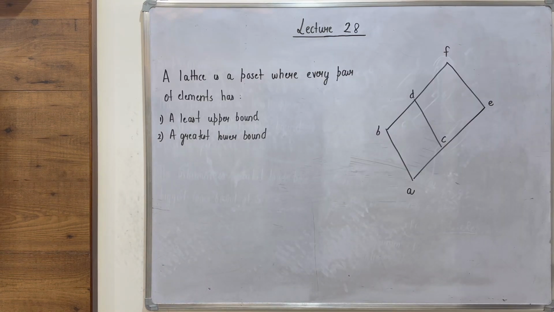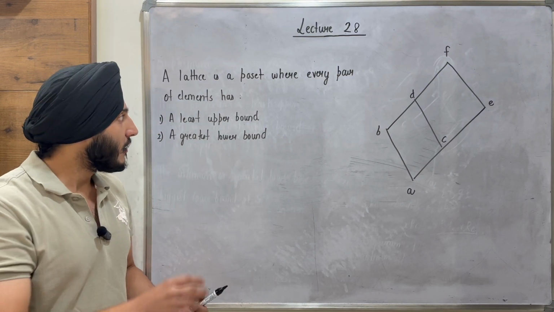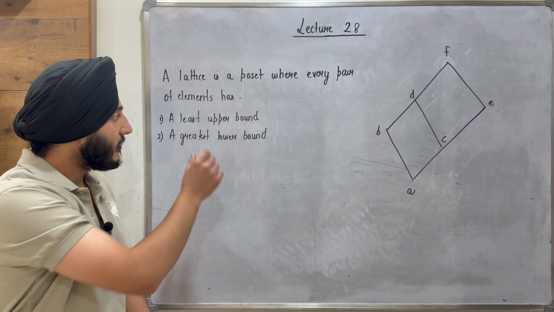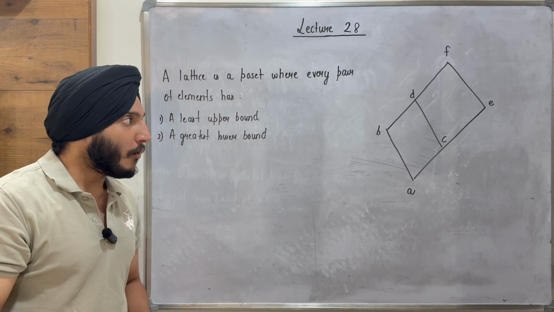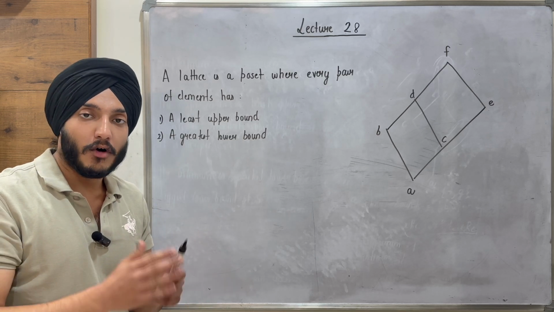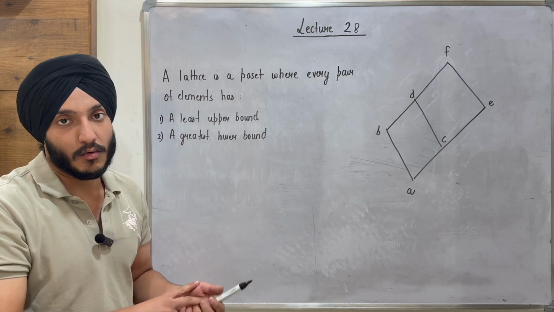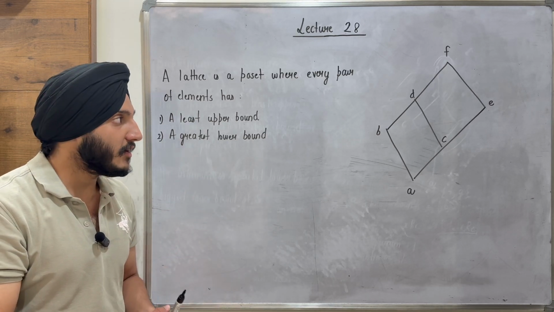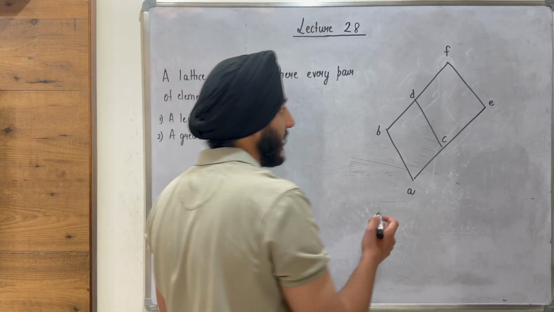Okay, let's try to understand what is a lattice. A lattice is basically a poset which has, for every pair of elements, a least upper bound and a greatest lower bound. The basic point is that I need to consider all the pairs of elements that I can form, and for each one there should be a least upper bound and a greatest lower bound. If that's the case, we can say it's a lattice. So let's take a look at some examples.